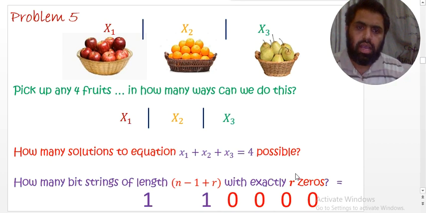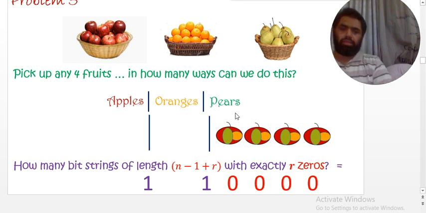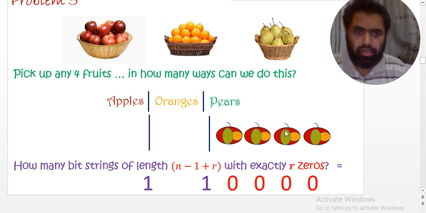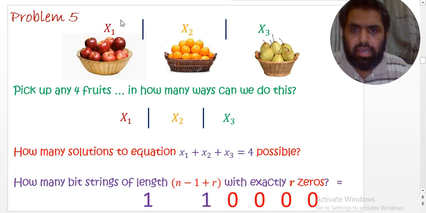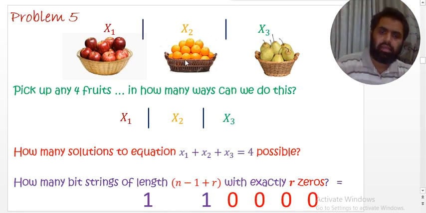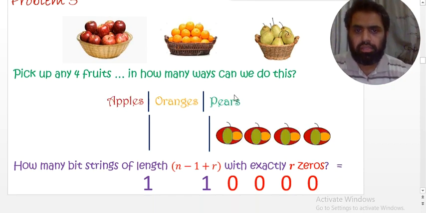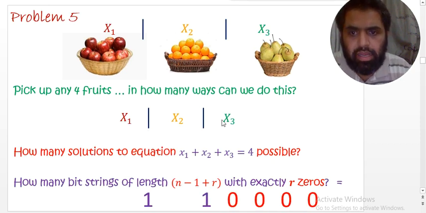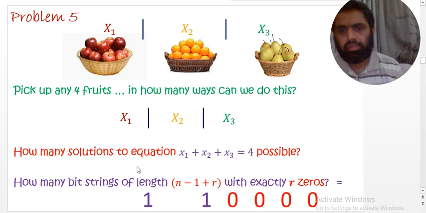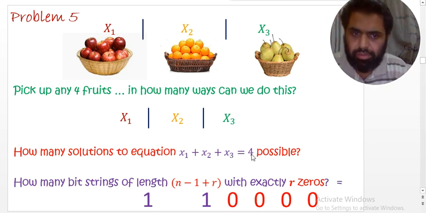Fine. So I can now write down this apple, orange and pear in equation form. How to write it in equation form? Instead of apple, I call these x1, oranges I call x2, and pears I call x3. Just like before I had apple, orange, pear, now I have x1, x2, x3. And how many fruits do I have to pick? I have to pick 4 fruits. So x1 plus x2 plus x3 should be equal to 4.